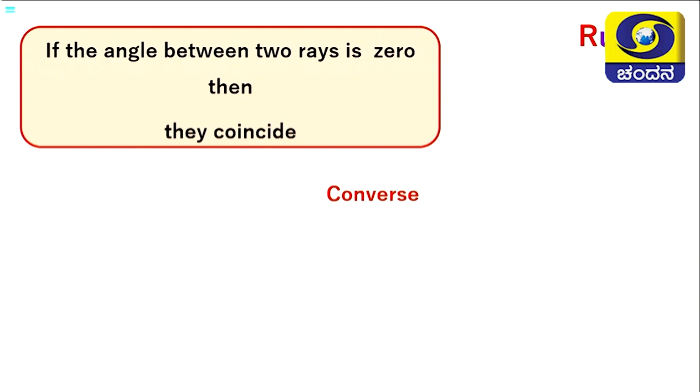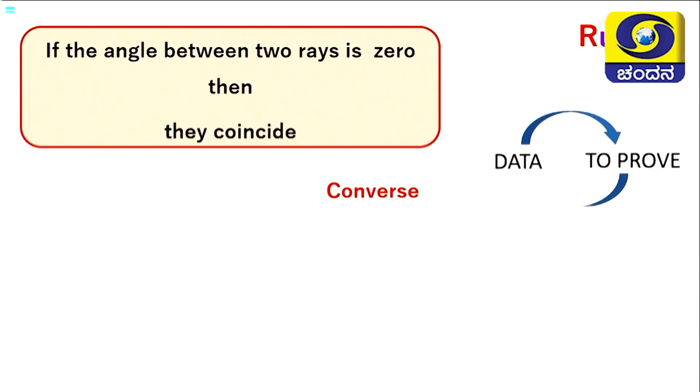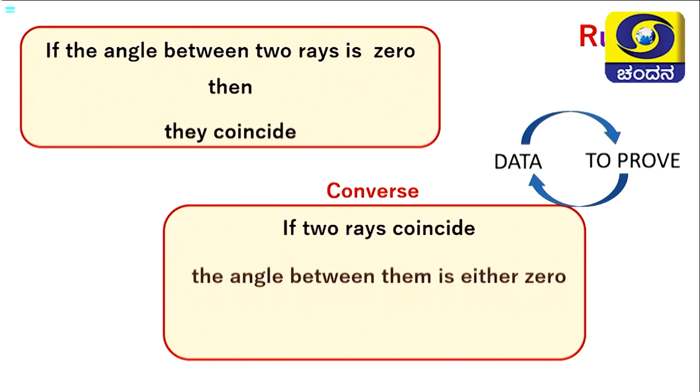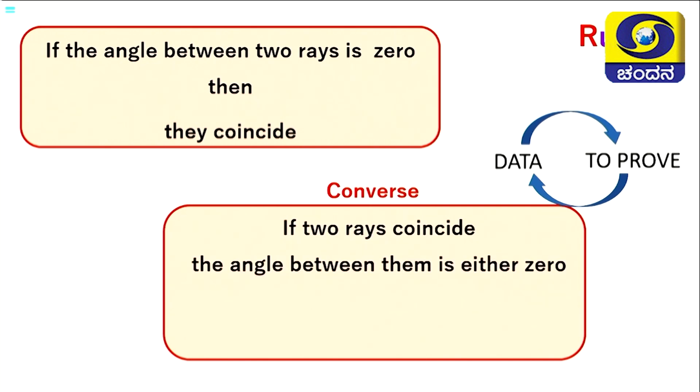Rule number 5 has got a converse also. Converse means the data of a statement is made to prove, and the to-prove of the statement is made data, then each statement is called the converse of the other. Can you state the converse of this rule number 5, children? If the two rays coincide, the angle between them is either 0 or an integral multiple of 360 degrees.